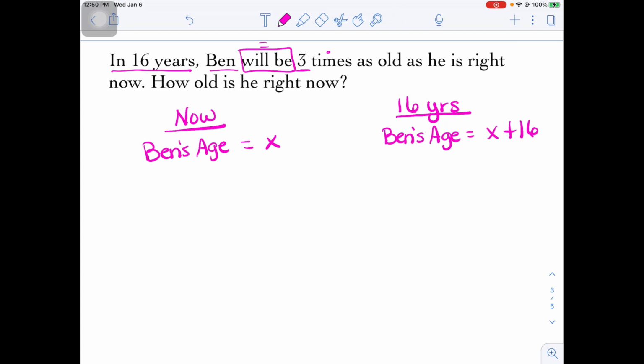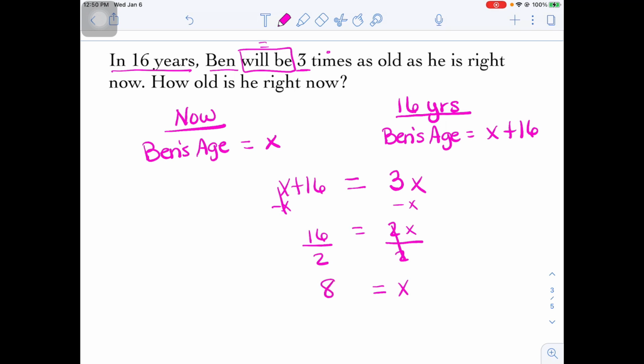Now, we're going to look back in the problem. It says, in 16 years, Ben will be, so in 16 years, his age is X plus 16. He will be 3 times as old as he is now. Okay, so 3 times X. That's our expression. That's our equation. So now let's solve. Minus x, we get 16 is equal to 2x. Divide by our coefficient, and we get x is equal to 8. So right now, Ben's age is 8 years old.